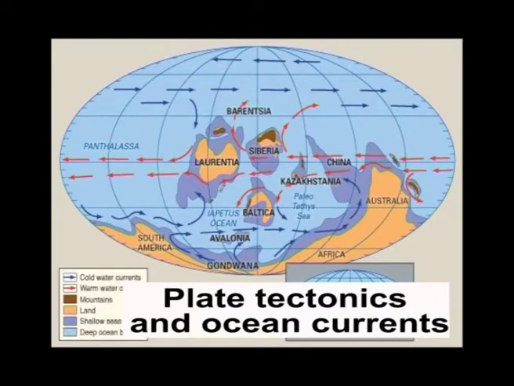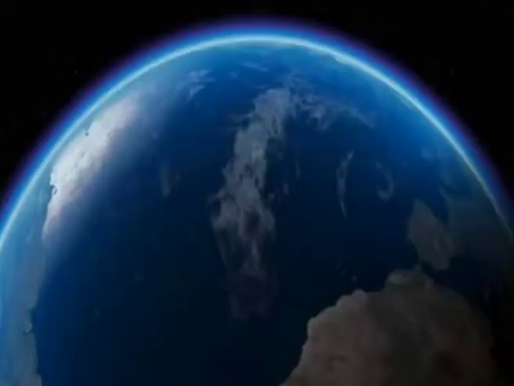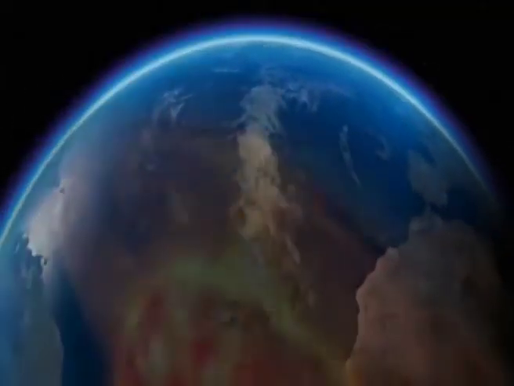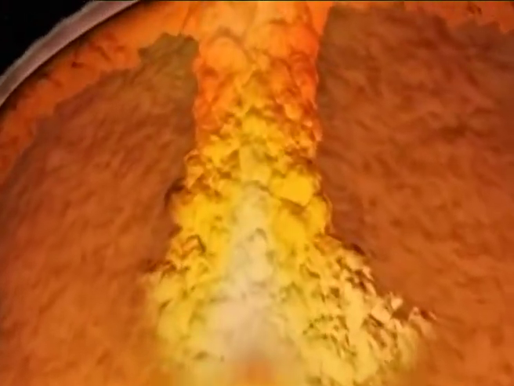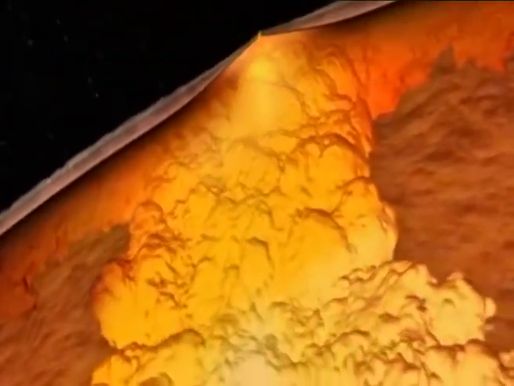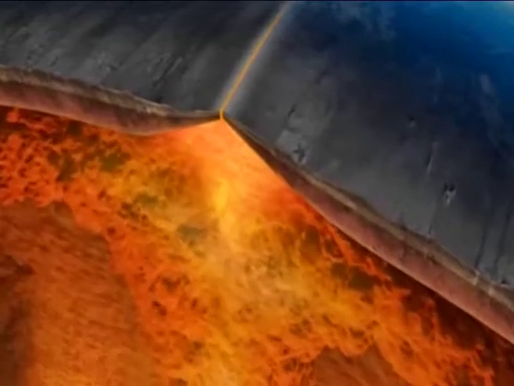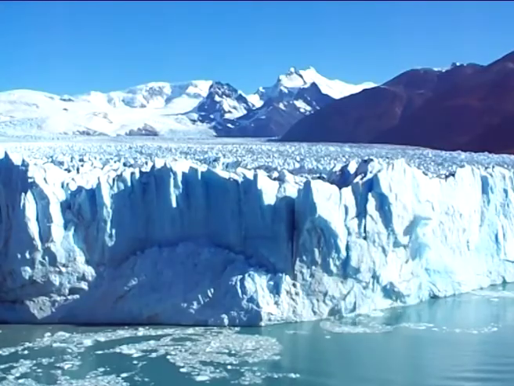Plate tectonics and ocean currents. An important component in the long-term temperature drop may be related to the positions of the continents relative to the poles, but it cannot explain the rapid retreat and advances of glaciers.